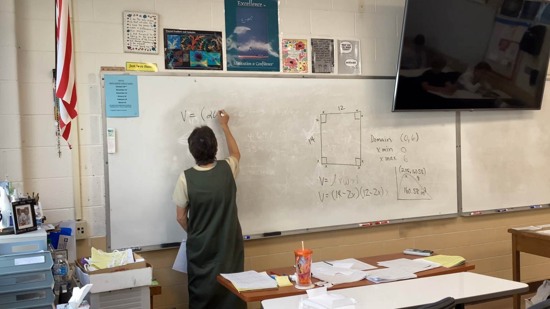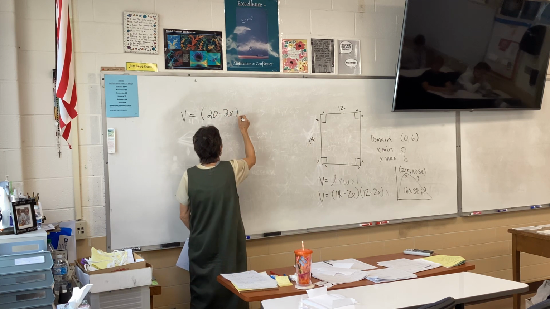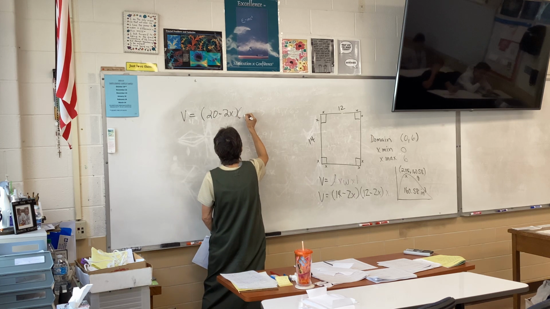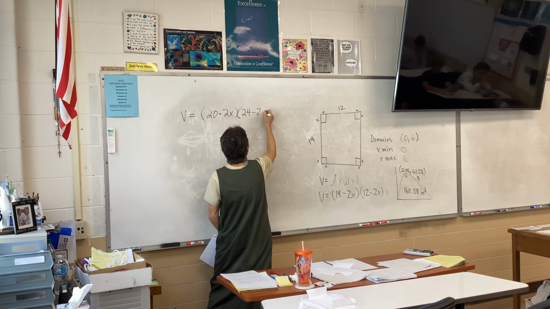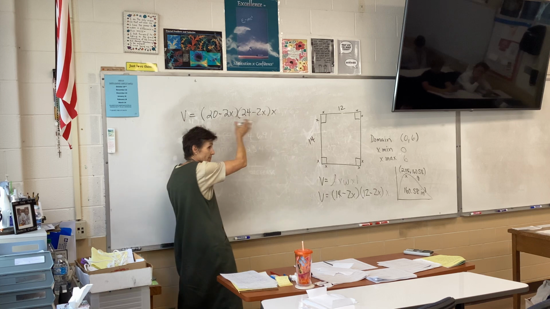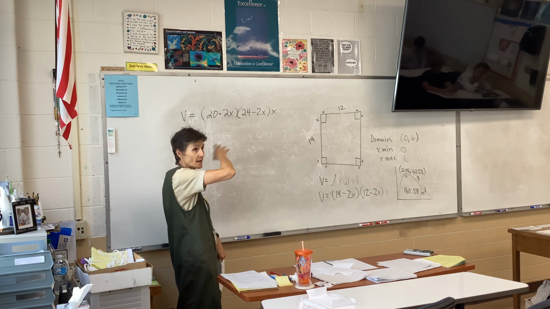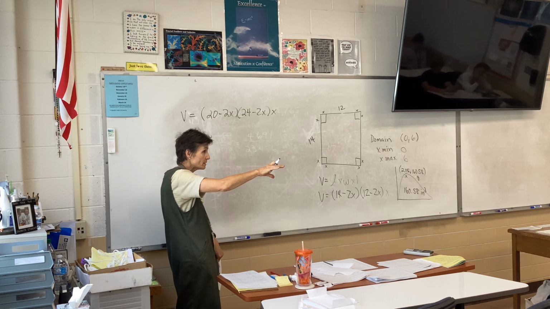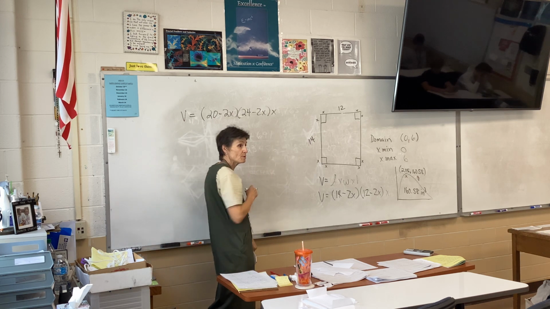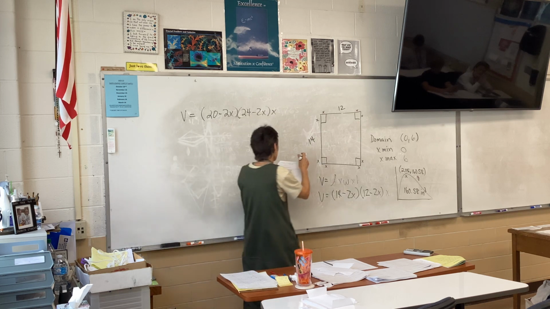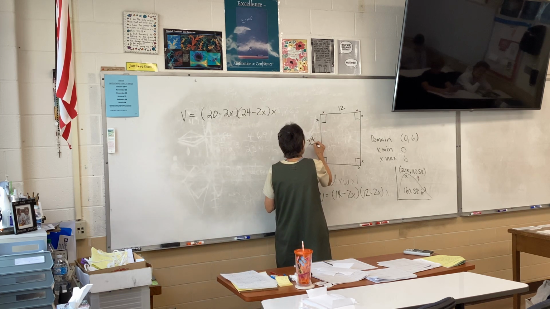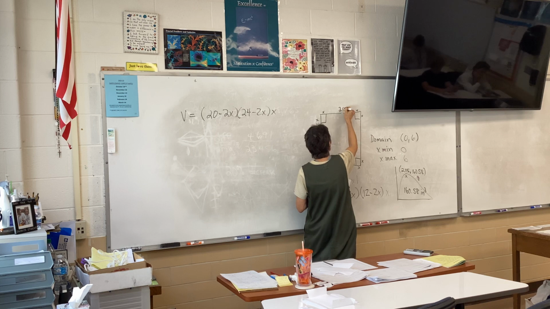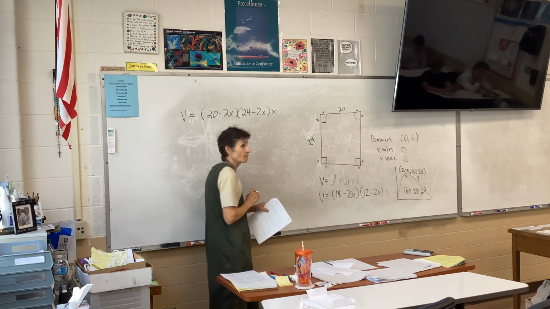20 minus 2x, 24 minus 2x, and x. And these are all multiplied, right? Length times width times height. You see how that's exactly the same as the last one, except I'm using my new dimensions now because my new paper is 20 by 24.